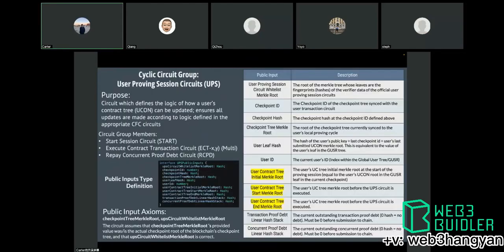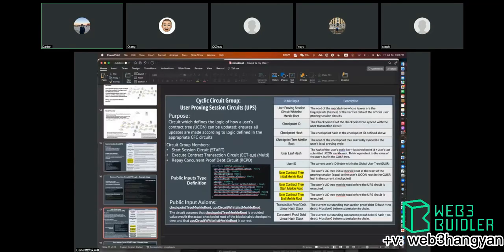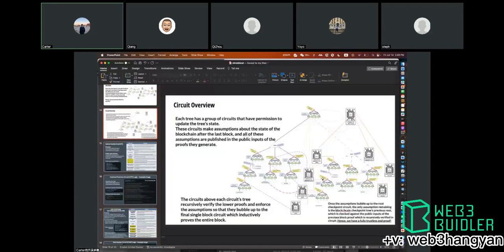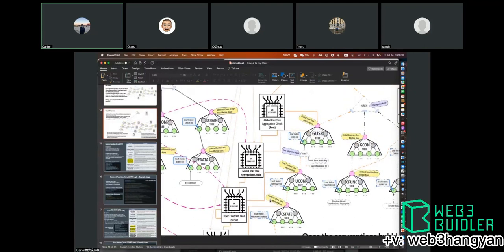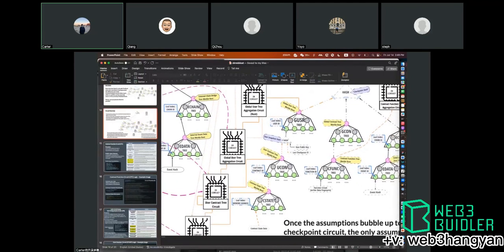But essentially, for each of these user proving session circuits, we're going to be recursively verifying a previous one. That's why we call it a cyclic circuit group, because we're recursively verifying another circuit proof within that group. So locally, you're making linear changes to that user contract tree via the user proving session. Does that make sense? So this tree is updated locally, and updates to this tree are made serially.